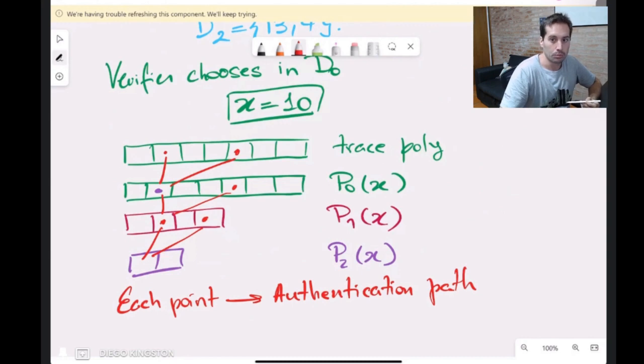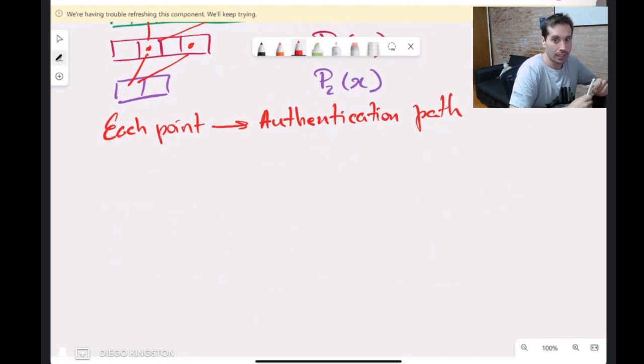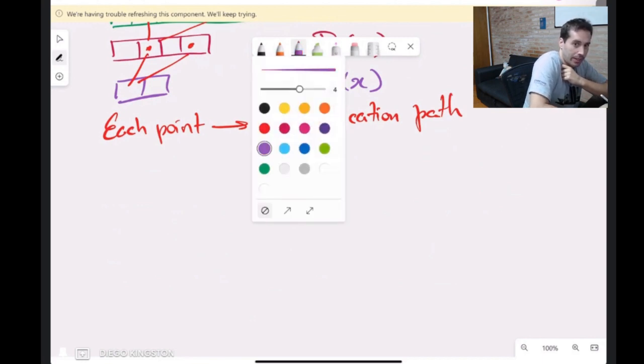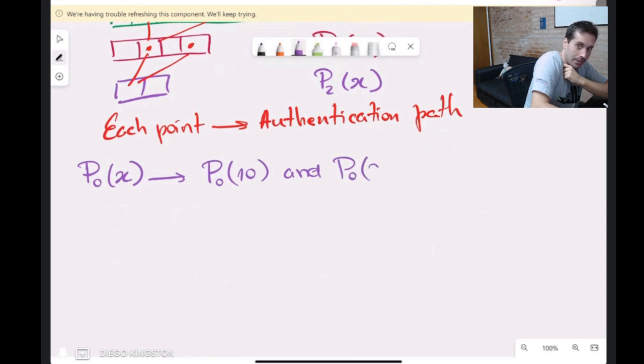And so, just to give you an idea of the proof and the steps in the FRI layers, what we can do is show what things the prover needs to pass to the verifier. And so from P0 of x, he needs to pass the values P0 at 10 and P0 at 7. These evaluations are simply 4 and 15 plus their authentication paths.